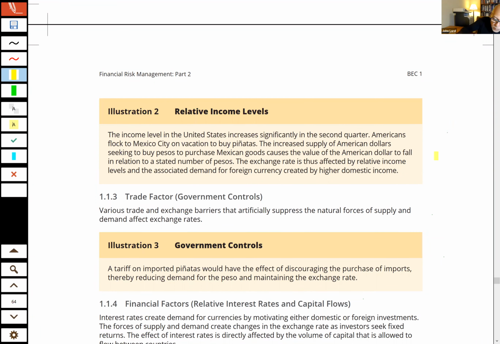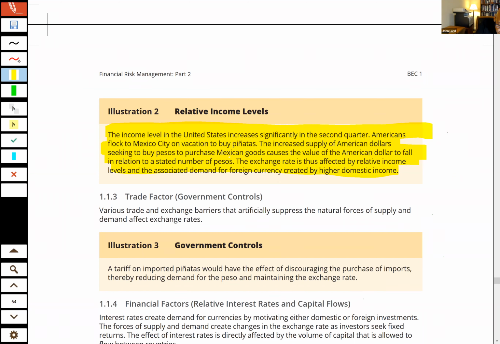And we say that the income level in the United States increases significantly in the second quarter. Americans flock to Mexico City on vacation to buy piñatas. Come on, I mean, that's ridiculous. Anyway, the increased supply of American dollars seeking to buy pesos to purchase Mexican goods causes the value of the American dollar to fall in relation to the stated number of pesos. And the exchange rate is thus affected by relative income levels, which is the whole point of this example.